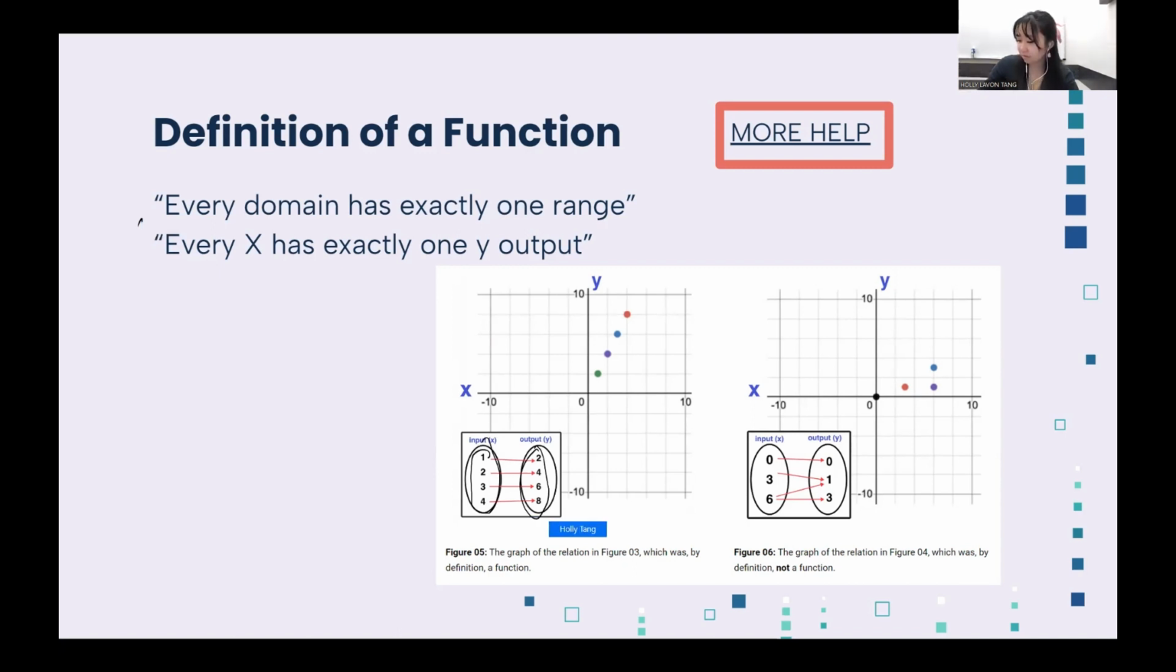But in our second figure, figure 6, we have where 0 has one y, and then 3 has one y, but then our 6 has 2 y's. So this right here would make it so that we do not have a function. So our second figure's equation is not a function.